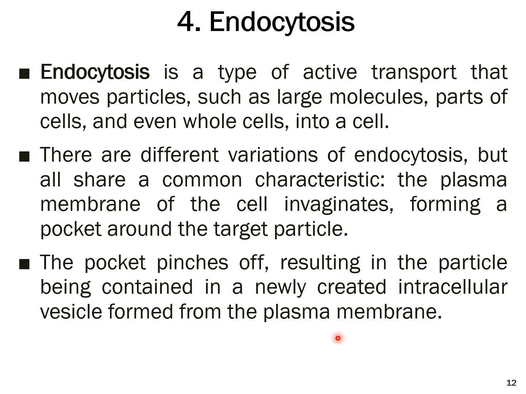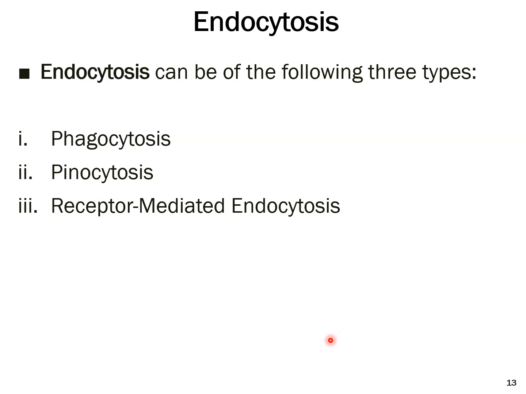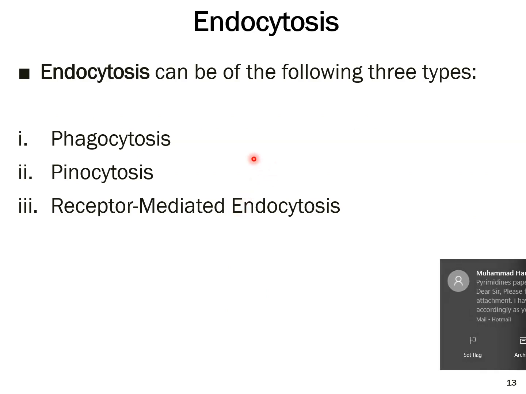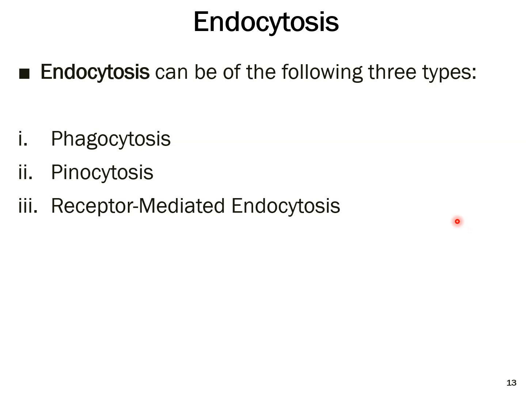You'll clear yourself about this process on the next slides, with the help of some figures. But first we see how many types of endocytosis there can be. Endocytosis can be of the following three types: phagocytosis, pinocytosis, or receptor-mediated endocytosis. These three different types will be discussed in the next slides.